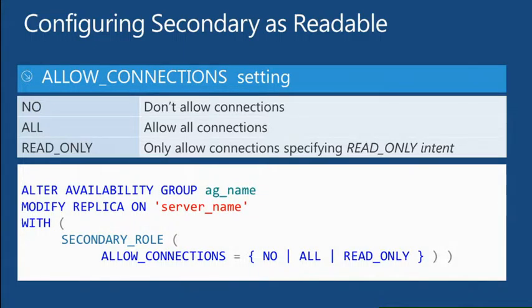As usual with SQL Server, you can do this operation using T-SQL, and that's the T-SQL. You say ALTER AVAILABILITY GROUP, specify an availability group, modify one of the replicas, and say WITH SECONDARY_ROLE. This is the keyword. We're saying when that replica is a secondary, I only want to allow those connections, and then you can say NO, ALL, or READ_ONLY.